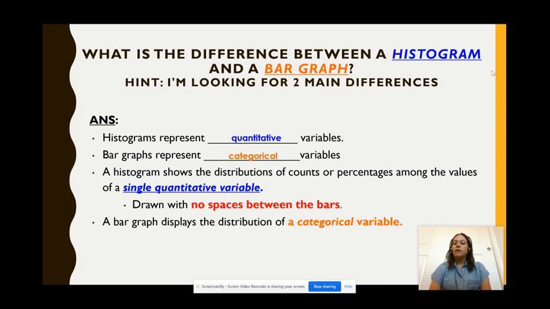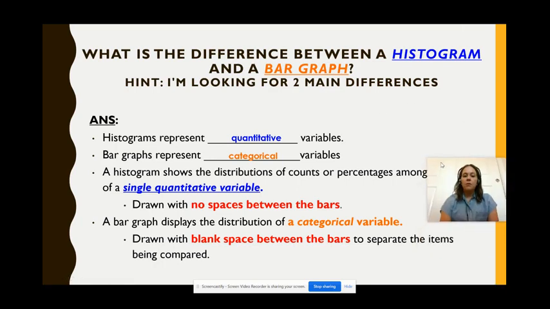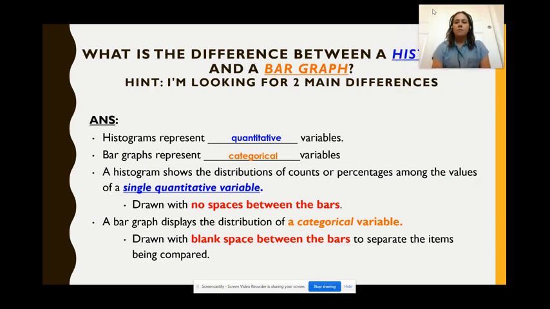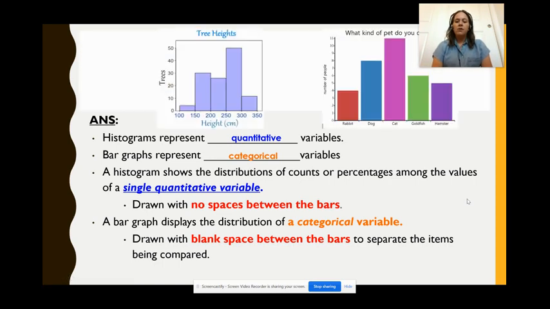Bar graphs, however, are categorical data, and they are drawn purposefully with a blank space between the bars, and that is important because you want to separate the categories so that you can see that they are in fact distinct groups. Here's an example of each. You can see the spaces on the bar graph, whereas no spaces on the histogram.